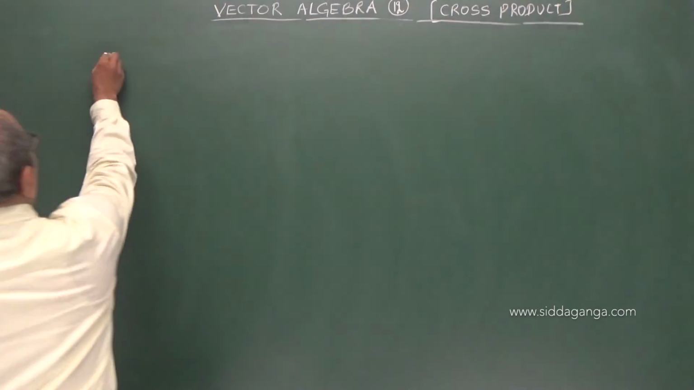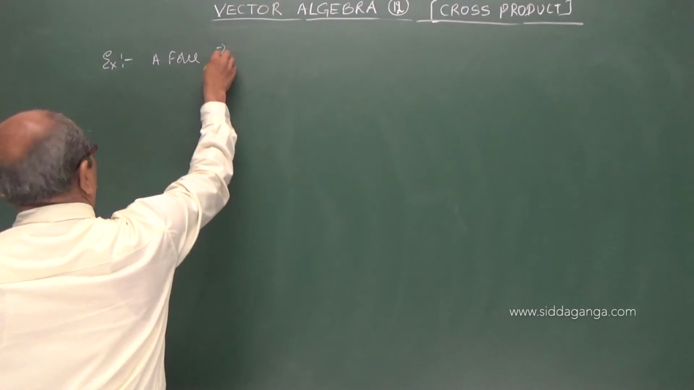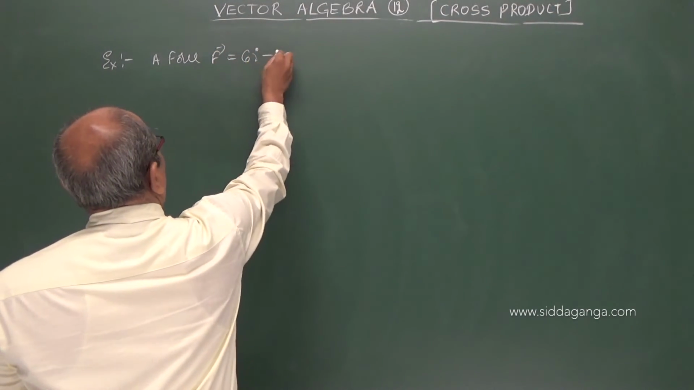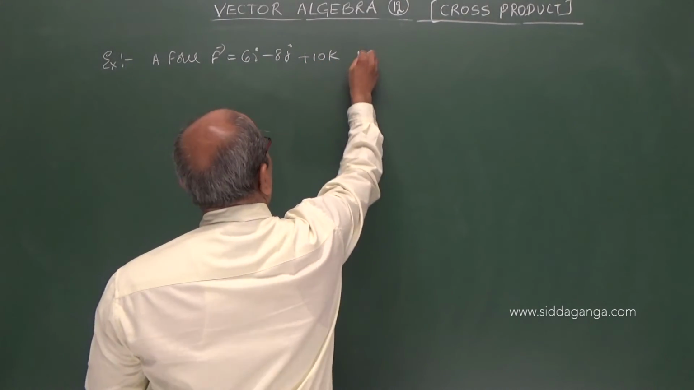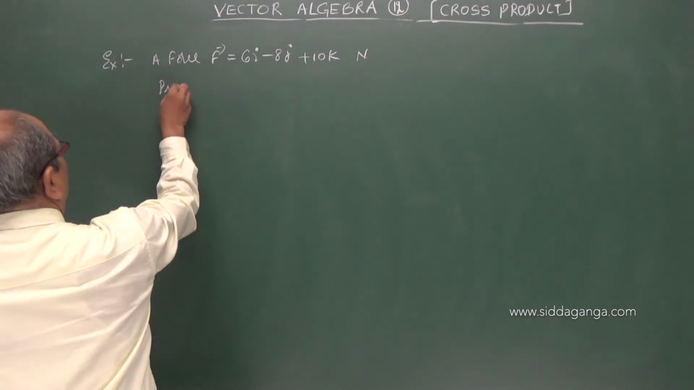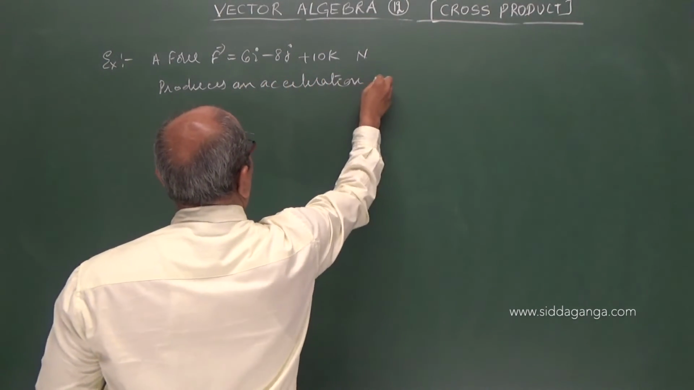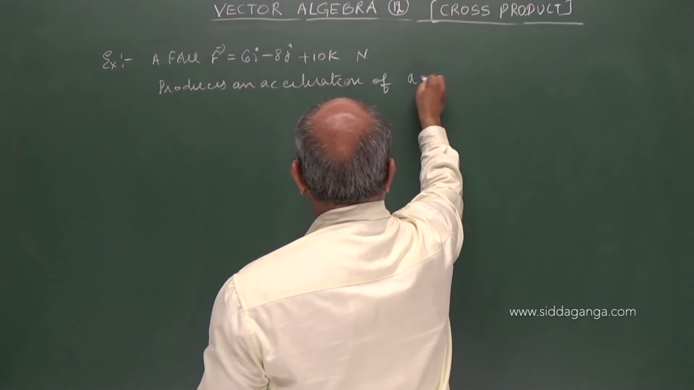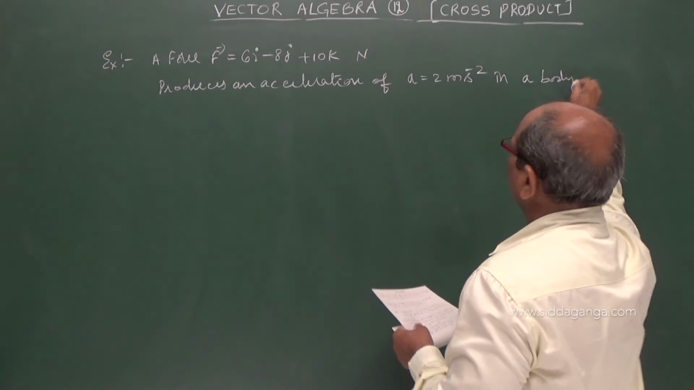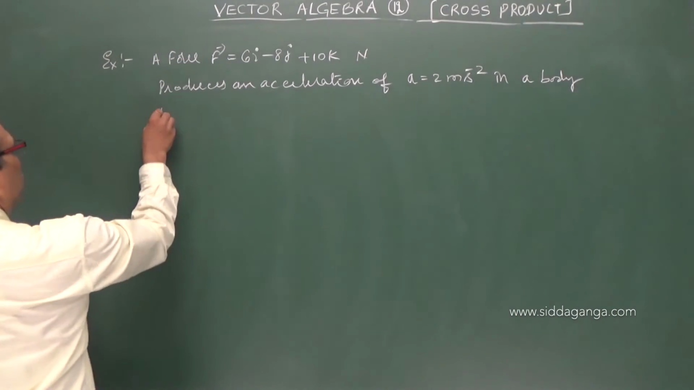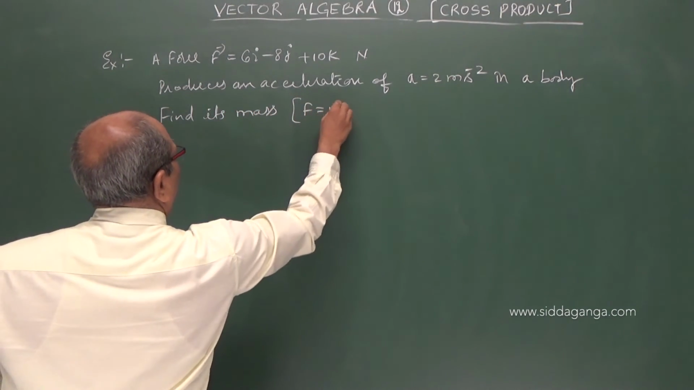So next, one simple question: a force F equal to 6i minus 8j plus 10k Newton produces an acceleration of 2 meter per second square in a body. Find its mass.